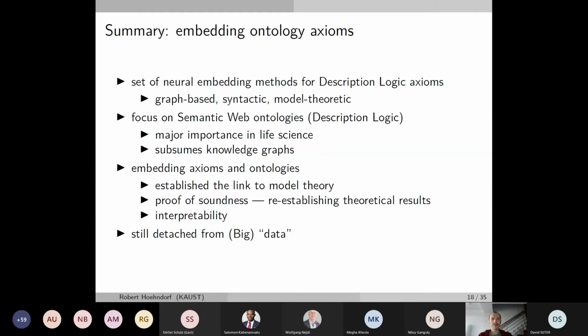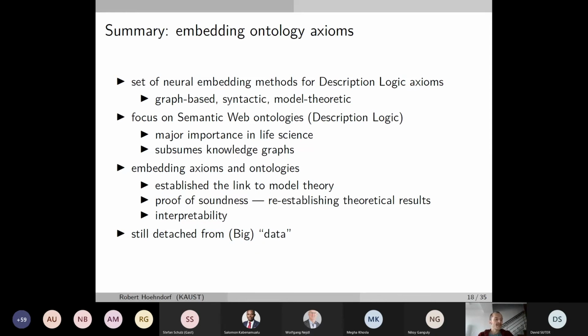They are applicable to semantic web ontologies, description logic ontologies, which is the main language that we use in biomedicine to represent ontologies, and they include knowledge graphs, because knowledge graphs are essentially ABoxes in these description logic theories. And we have some proofs of soundness and some basic meta theory of these embeddings as well, which translates from the meta theory that we have from description logics.